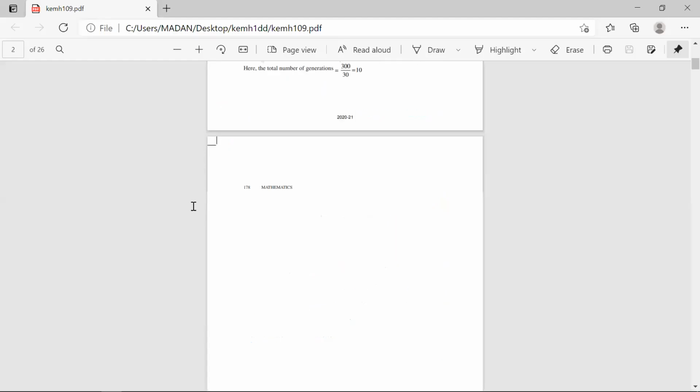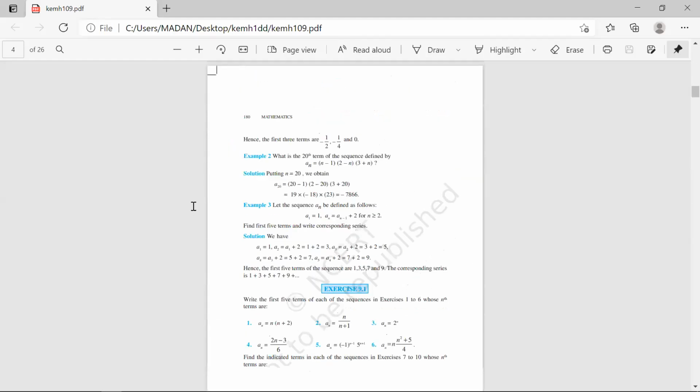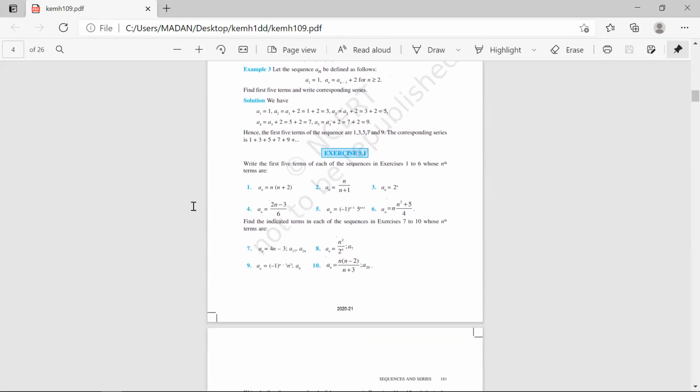Try to understand here. We can go with only the arithmetic progression formulas given to you. We'll go with the 9.1 exercise. Just all of you see this 9.1 exercise. Write the first 5 terms of each of the following sequences in exercises 1 to 6, where the nth term is given. an is equal to n into (n plus 2). They are asking you to write the first 5 terms.